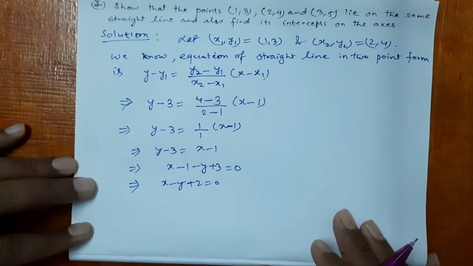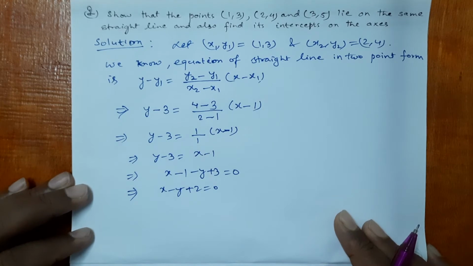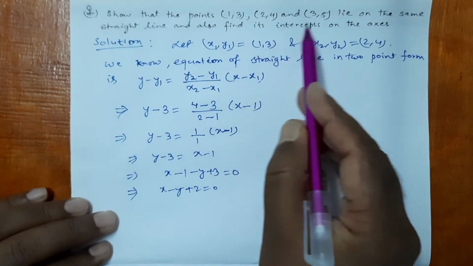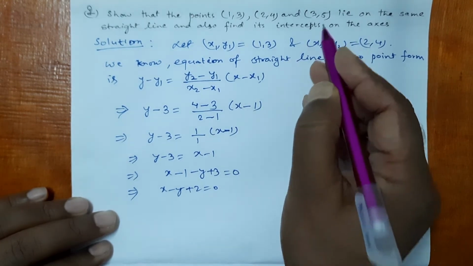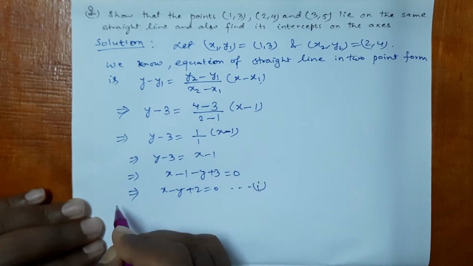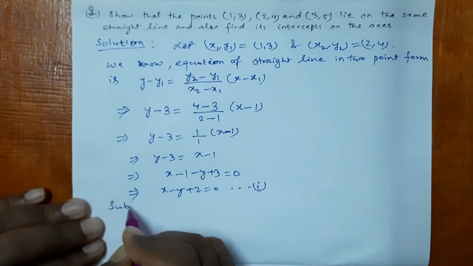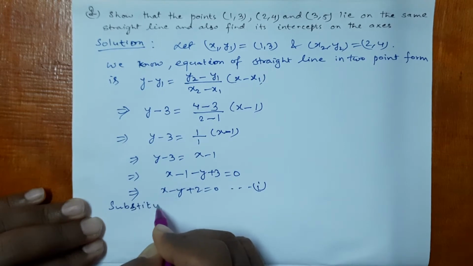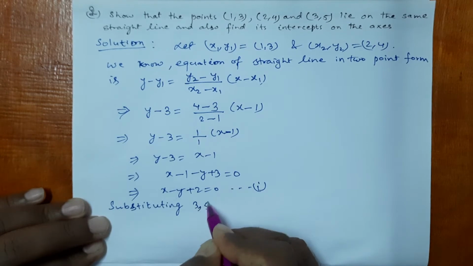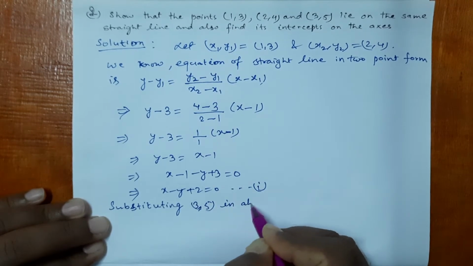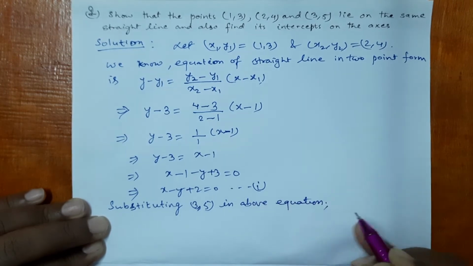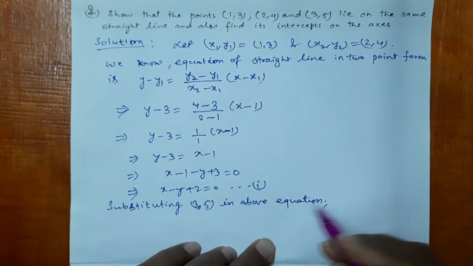Okay, so now we have to prove that they lie on the same line. So substituting 3, 5 in this equation. You can call this equation 1. Substituting 3, 5 in the above equation. Okay, substituting coordinate 3, 5 in the above equation.